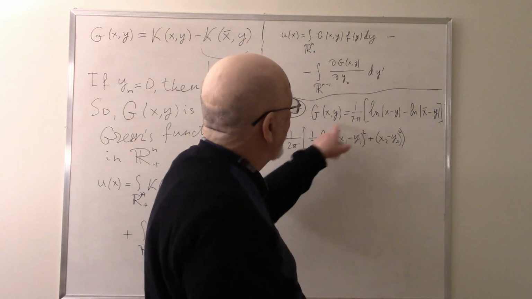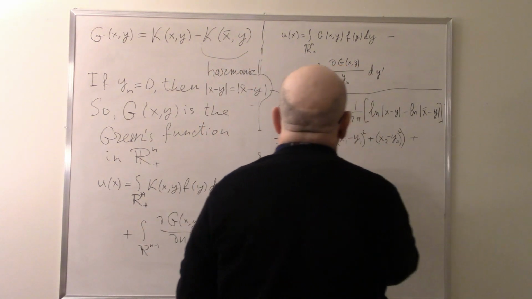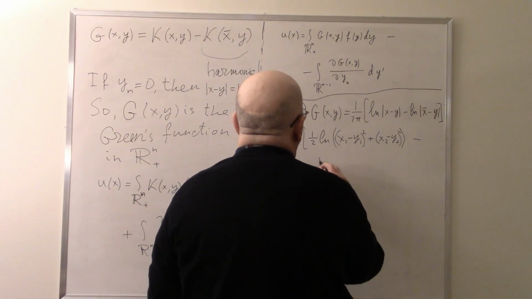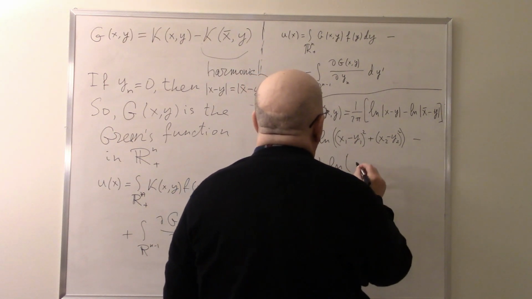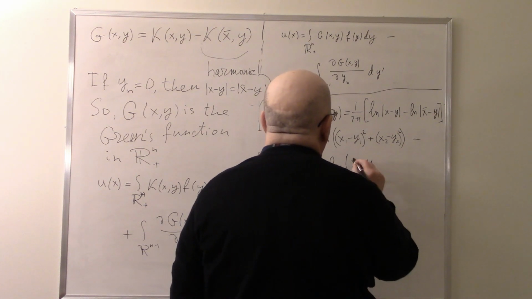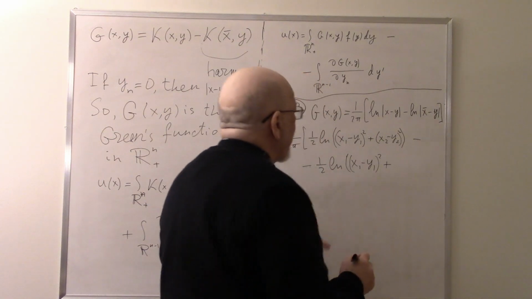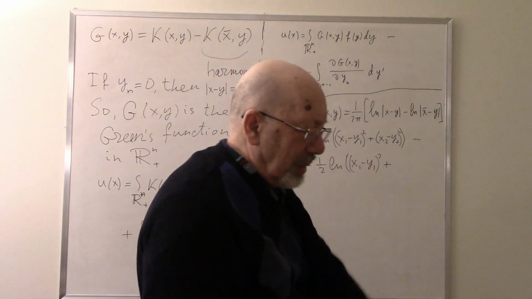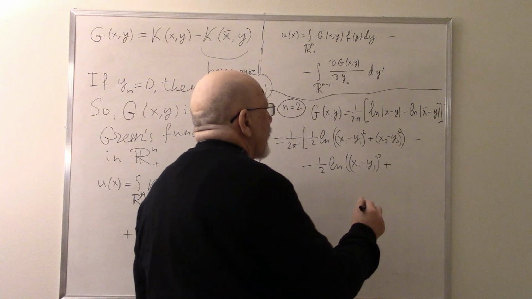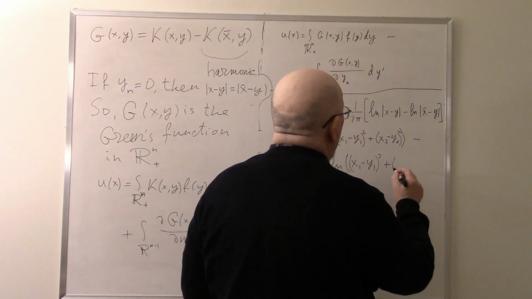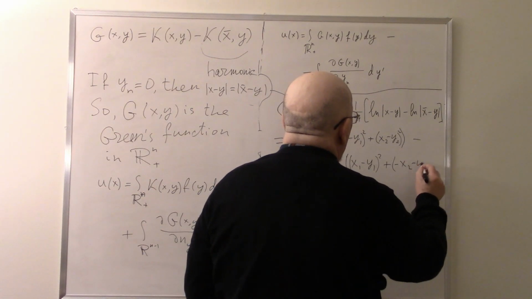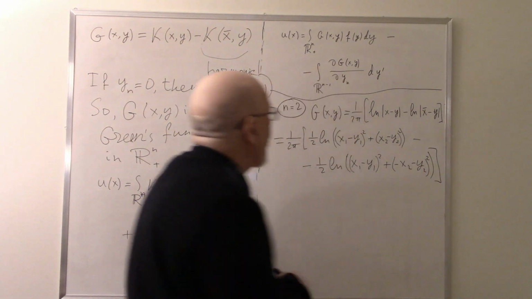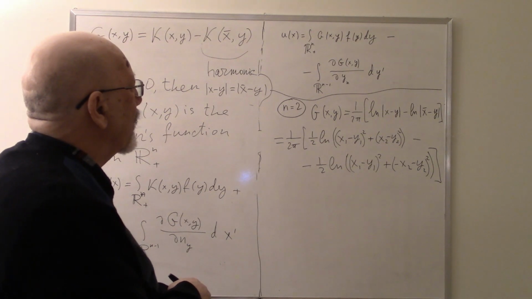1/2, to make it a square root of this, minus, I'm sorry, minus 1/2 logarithm of (x1 minus y1) square plus, and instead of x2 I have to write minus x2 because this point is lying in the lower half plane, so minus x2 minus y2 square. Okay. So this is the Green's function.